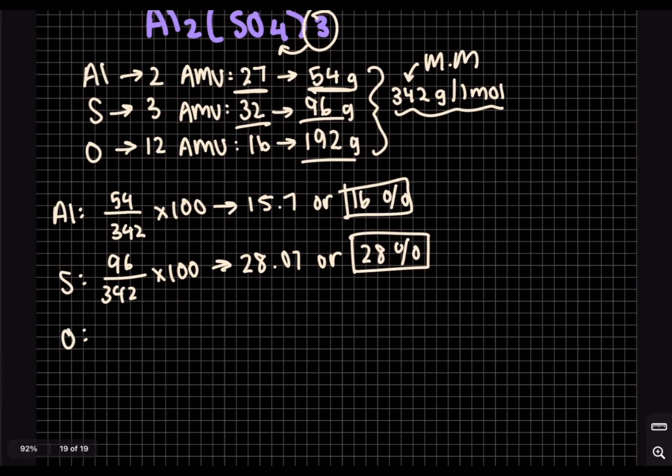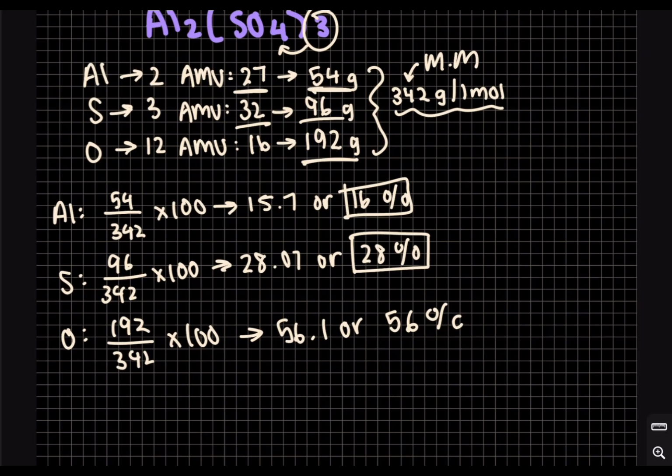Now we're almost there. We just have the last one of oxygen to do. So oxygen was 192 over 342 times 100, and your answer should be 56.1, or just 56%. These are my total answers, and now I want to check if my answer is even correct in the first place.